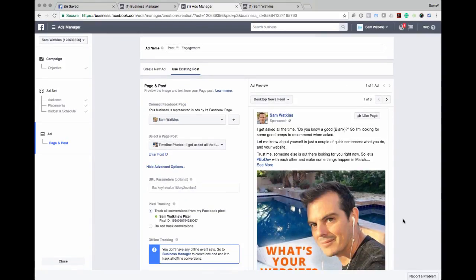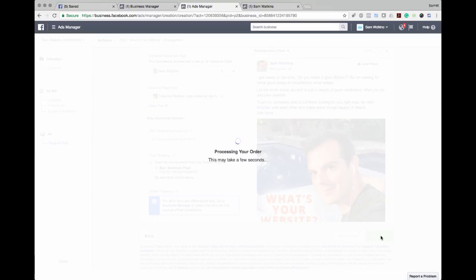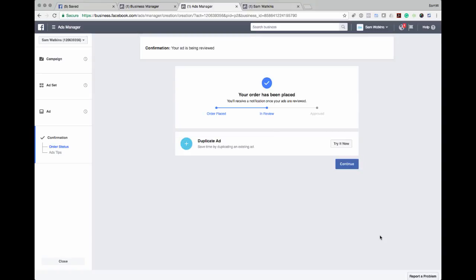And I think let's add name. What's your website engagement? Place the order. Now, hopefully Facebook approves this right away. There's really no reason why they shouldn't. It doesn't violate any of the ad standard rules. So it should get placed right away and start showing up in people's news feeds so that they can interact with it.